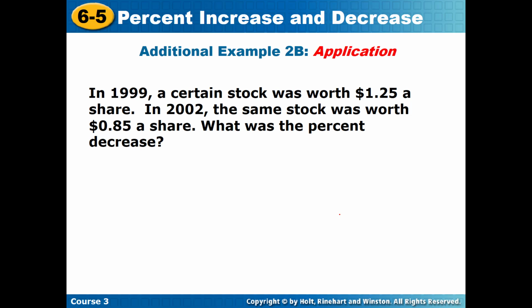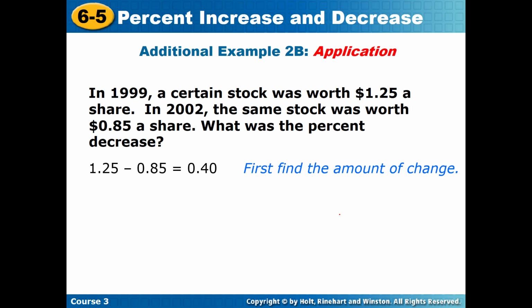Okay, so that's actually a decrease of 40 cents. Okay. So let's find out. We need to turn that into a percentage, though, not just a numeric value or a money value. So the first thing we do is find the amount of change. So we subtract 85 cents from $1.25, and we get 40 cents.